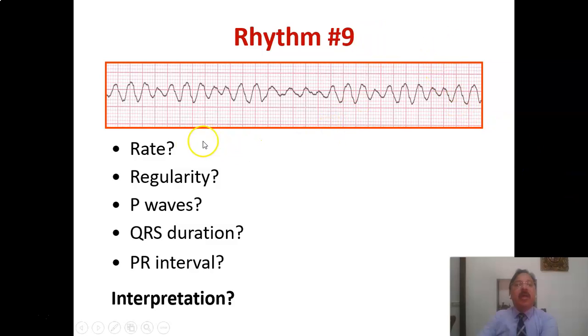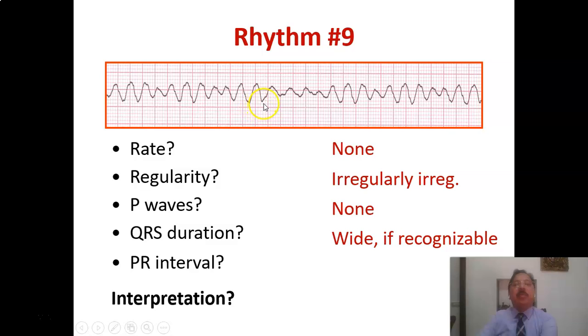Rhythm number 9. Rate, if you see here, looks fast, but in real life the monitor is unable to read. So that's why we say it's none, but you can calculate this is very, very fast at this moment of time. Regularity: completely irregular. No P waves and very wide and bizarre QRS complexes. PR interval none. So your interpretation is ventricular fibrillation.